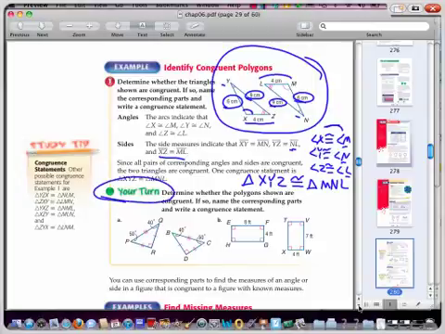You determine whether A and B are congruent. And if they are congruent, write a congruence statement. So take a look at that.